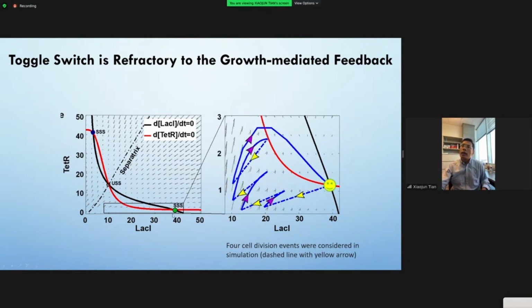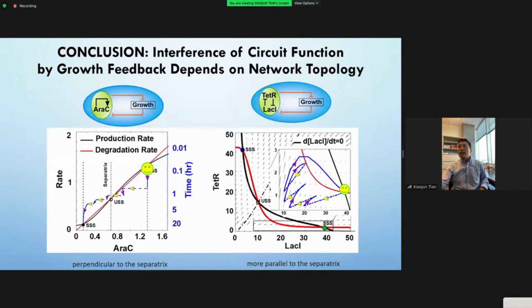Even though the lacI level is decreased from 40 to 10, it's still in this domain. And then when the cell reaches the stationary phase, the cell stops growing, and the circuit knows where to go and recovers back to the original high state, right? So that is the mechanism.